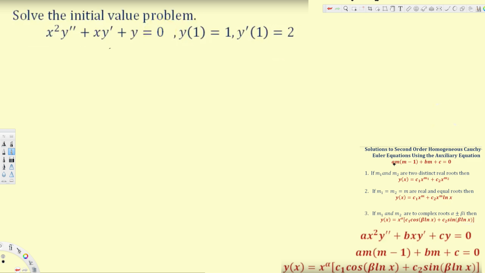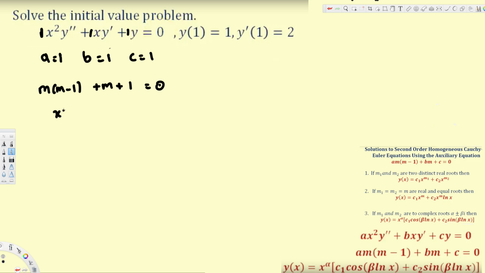Now let's see. To find that, we arrange this in an auxiliary equation like this. In order to do that, we have to know the a, b, c values, which are basically the coefficients. Here in front of this one, 1 and also 1. So a is 1, b is 1, and c is also 1. Let's plug it into this equation: 1 times m times m minus 1, plus m, plus 1 is equal to 0. Now let's simplify this.